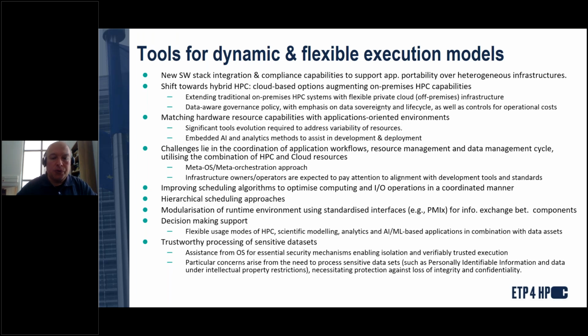And finally, I would like to highlight the importance of establishing an environment where we have trustworthy processing of sensitive data sets. This requires support from the operating system to provide essential security mechanisms, but also an infrastructure level design that allows us to make informed decisions about risk of exposure, etc.